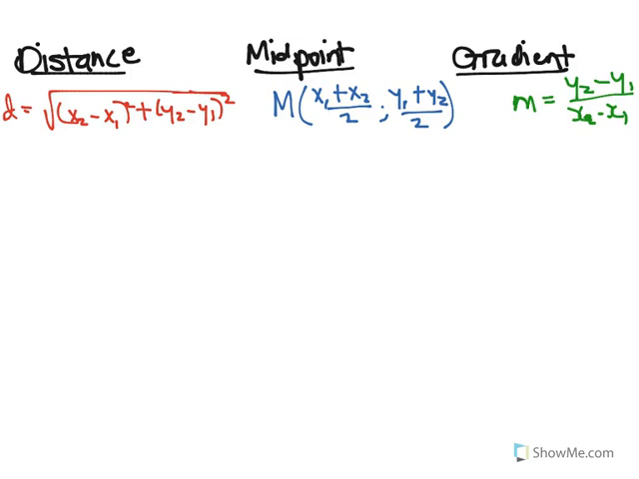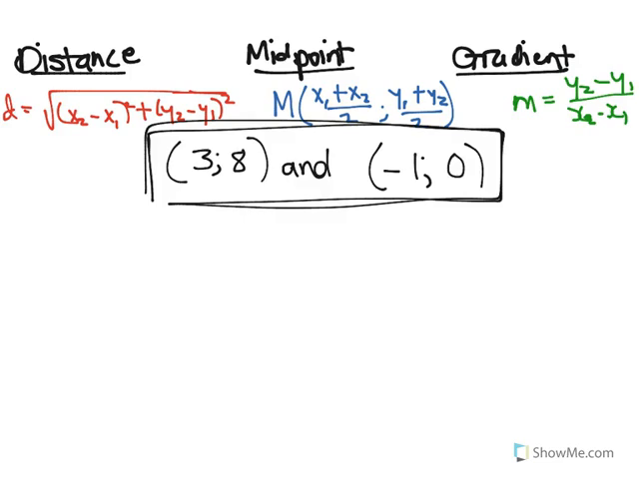So for example, let's give these formulae a test run. Say we had to find the distance, the midpoint, the gradient of the line between the points 3, 8, and minus 1, 0. And typically, what's very useful with these kinds of questions is to do a very quick sketch, just so you have a bit of a sanity check measure in place once you have your answers.